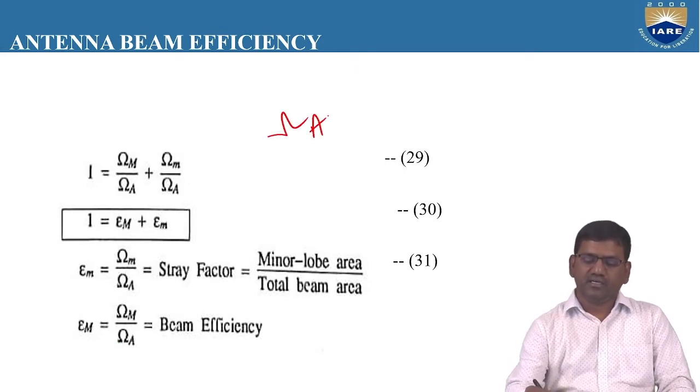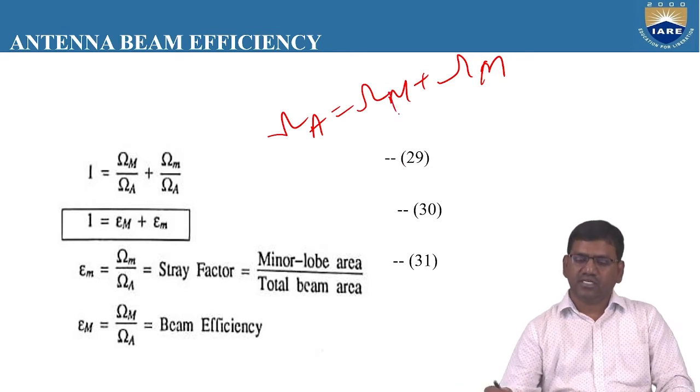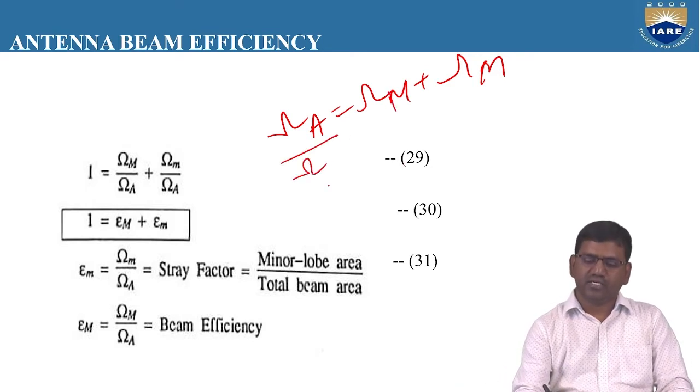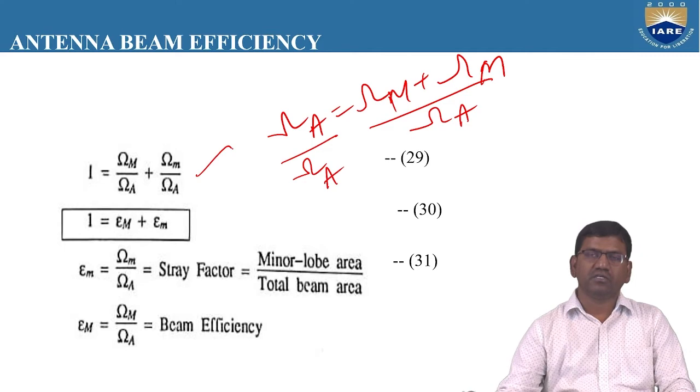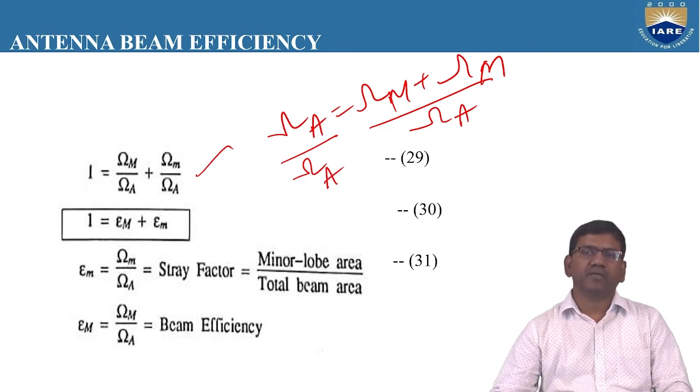If we write this equation as omega capital M plus omega small m, we shall divide both sides by omega A. If we divide both sides by omega A, we will get 1 is equal to omega capital M by omega A plus omega small m by omega A.